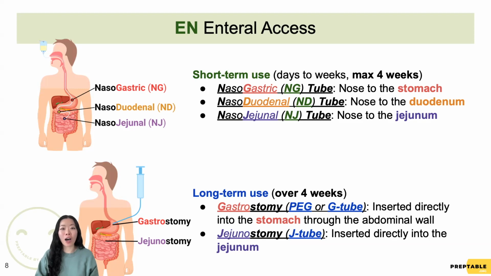Now, moving down to our bottom graphic, for long-term EN, we have gastrostomy and jejunostomy. Notice that both words end with stomy, meaning that we'll need to make a surgical opening on the abdominal wall to insert these feeding tubes. PEG or G tube goes directly into the stomach. Jejunostomy or J tube goes directly into the jejunum. The doctor will decide which tube is better, but in general, J tube is better suited for patients with high risk of aspiration who require post-pyloric feeding.